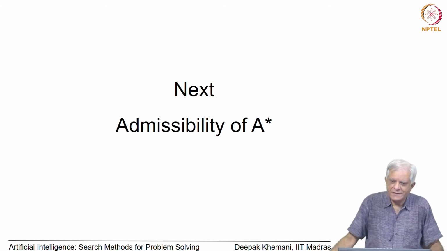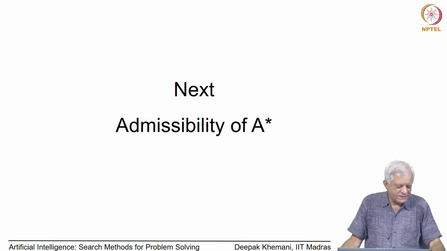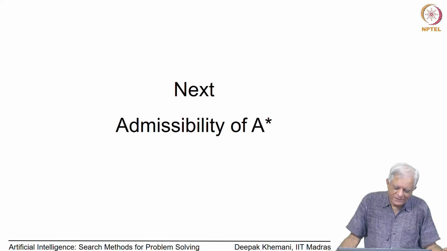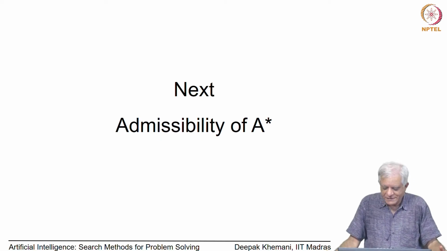Okay, so we have been looking at this algorithm A star, which I said is a major algorithm in the area of search, and we have seen an example of how it works. Now, let us prove that it is an algorithm which is admissible, which means that if there is a path to the goal, then it will always find an optimal path to the goal.